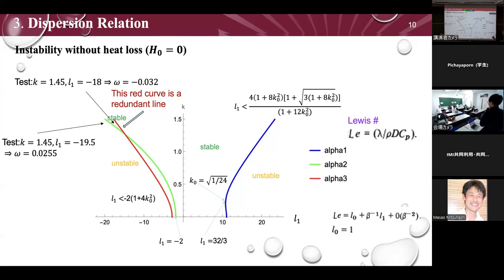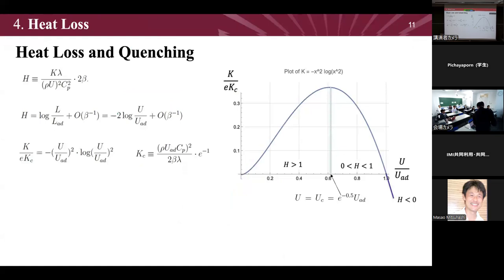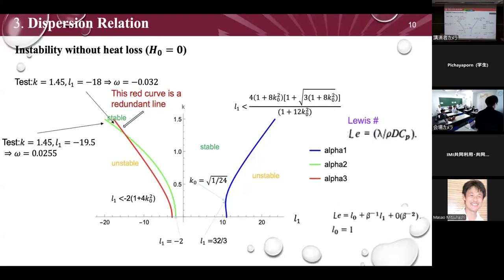It coincides with the Sierczynski or joint Clavin result. And we can also calculate this. This point is -2, and this point is K0 is this and L1 is this very exact number.